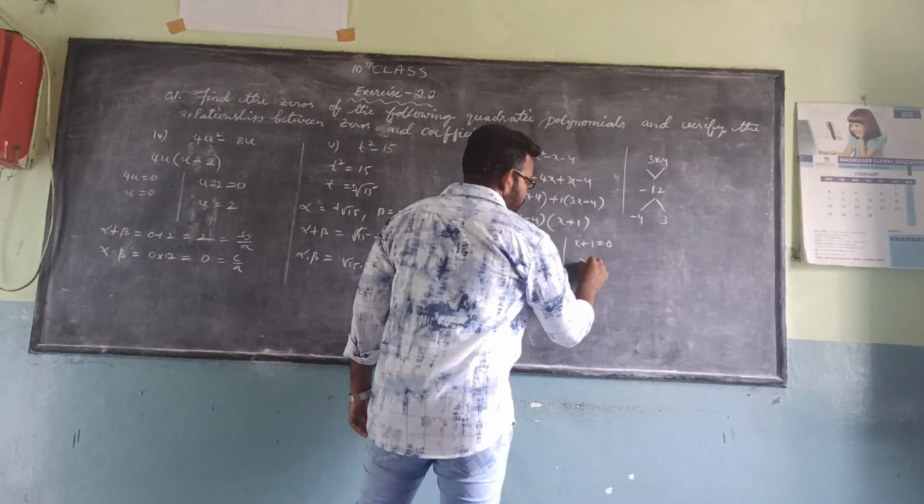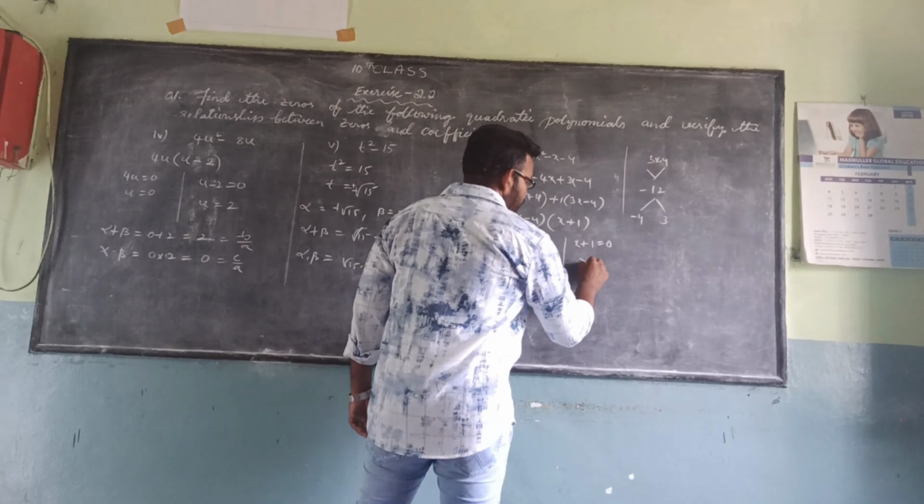Exercise 2.2, second question. Find the quadratic polynomial each with the given numbers as the sum and the product of the zeros respectively. Here given that alpha plus beta is equal to 1 by 4 and alpha into beta is equal to minus 1. So the general form of the quadratic equation when sum of the roots and product of the roots is given: x square minus of alpha plus beta into x plus alpha into beta is equal to 0. So here x square minus 1 by 4 into x plus alpha into beta, which is minus 1, that is equal to 0.